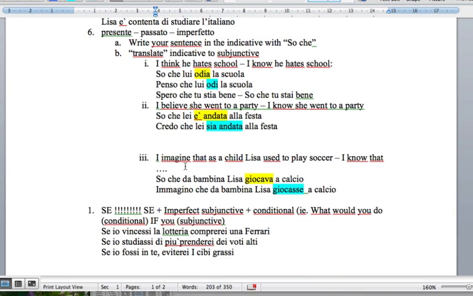However, it also works for the imperfect tense. So I imagine that as a child, Lisa used to play soccer. Let's pretend I know that as a child Lisa used to play soccer. Used to, it's a habitual action in the past. It requires the imperfect. So, so che da bambina Lisa giocava a calcio. And we just translate that into the subjunctive. Immagino che da bambina Lisa. We just look up the imperfect subjunctive, and we'll find that it's giocasse a calcio.